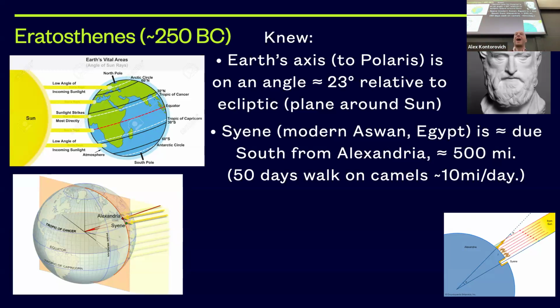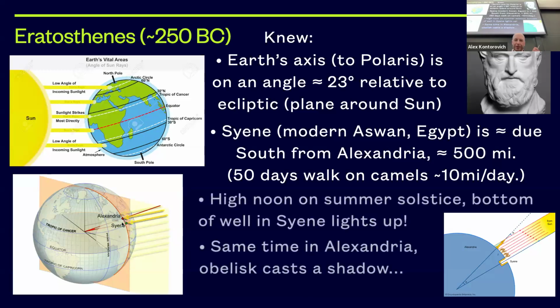Okay, so if you buy that, then you can imagine measuring that distance is roughly 500 miles. So far, so good. So you know where Alexandria is, you know where Syene is, it's nearly exactly due south, and that distance is 500 miles. The other thing that he knows is that there's this very, very deep well in Syene. Hopefully you can see that right there. There's Syene. There's a very deep well. You usually can't see the bottom of a deep well, but on the summer solstice at high noon, you can look all the way down to the bottom of this deep well.